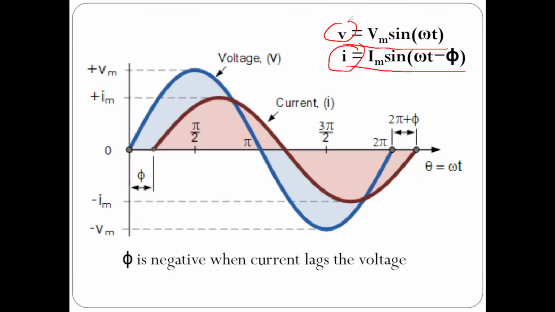Now let us see what P is equal to: P is equal to V into I. Instantaneous power is equal to instantaneous voltage into instantaneous current. Therefore, what is V here? Let us assume that current lags voltage by phi. So what is voltage? Instantaneous voltage equation: V equal to Vm sin omega t. I is equal to Im sin omega t minus phi.